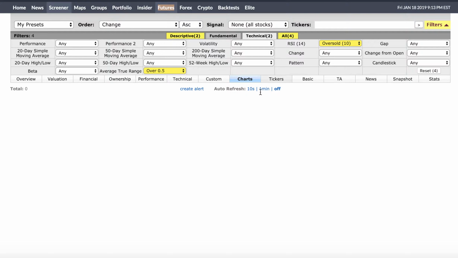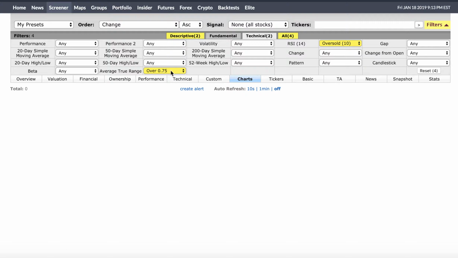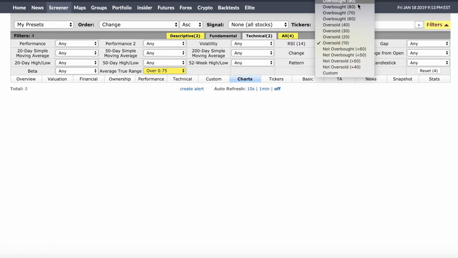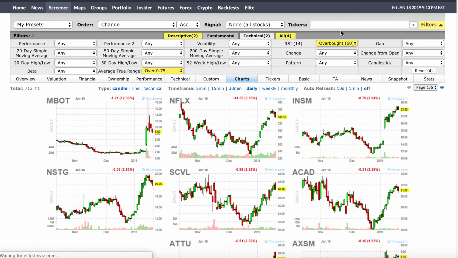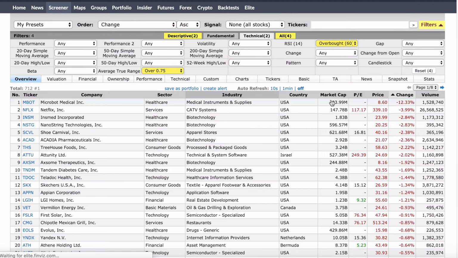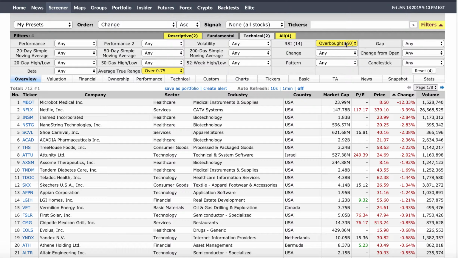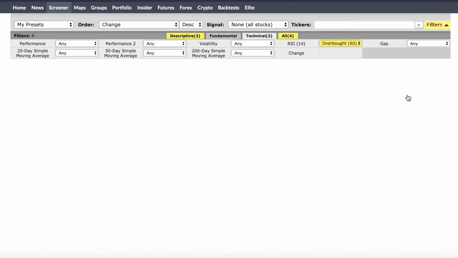Now instead of finding stocks stretched on the downside, let's find stocks that are on the upside, using the same theory on here with the average true range of 75 cents or more. Now I want to find stocks which are overbought. When people talk about overbought, they get a bit scared. They might think that if a stock is overbought, chances are it might have a snapback. But if you take a look at the parameters, I'm looking at overbought over 60. I'll show you what this really means.